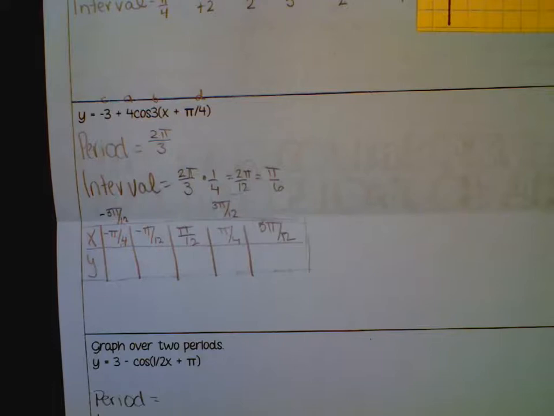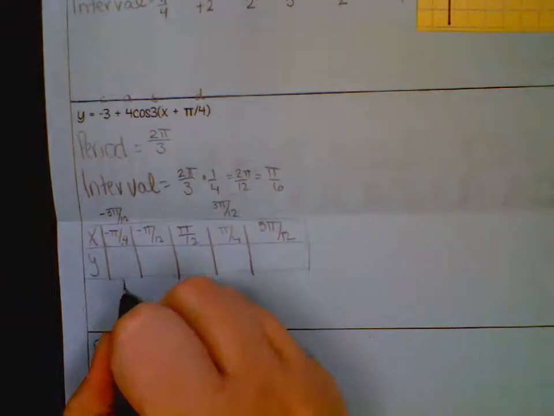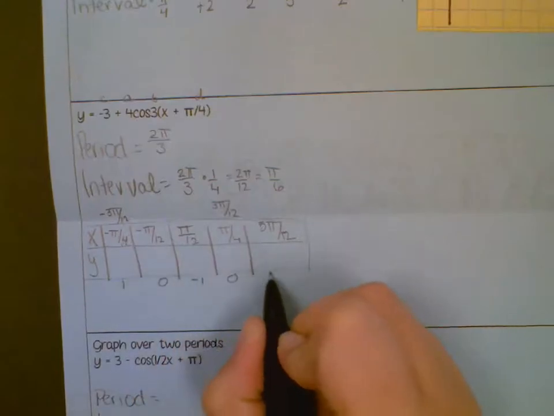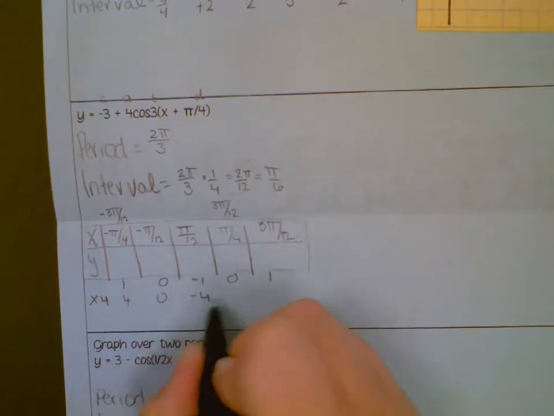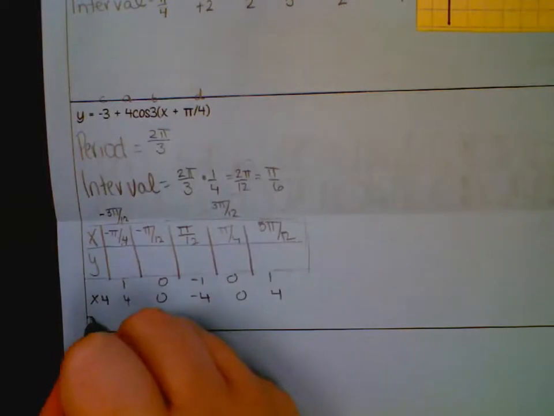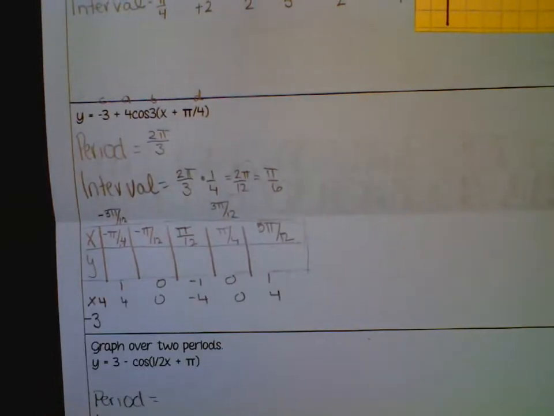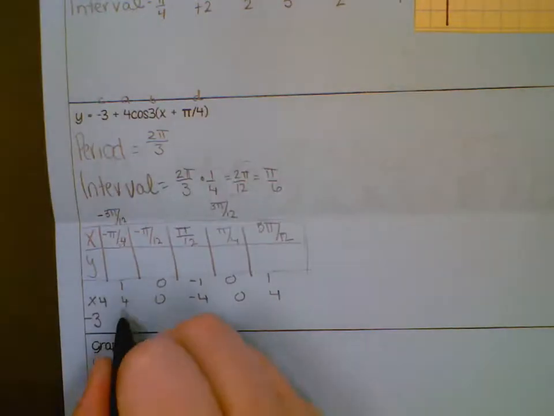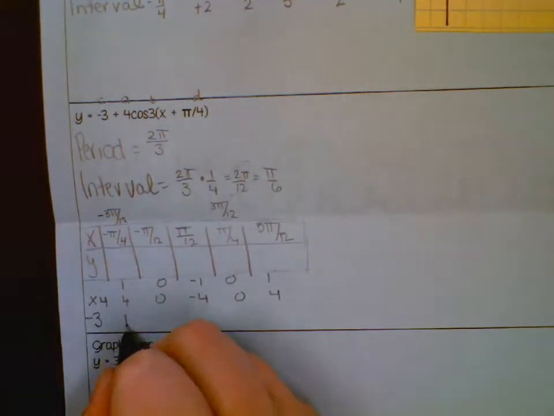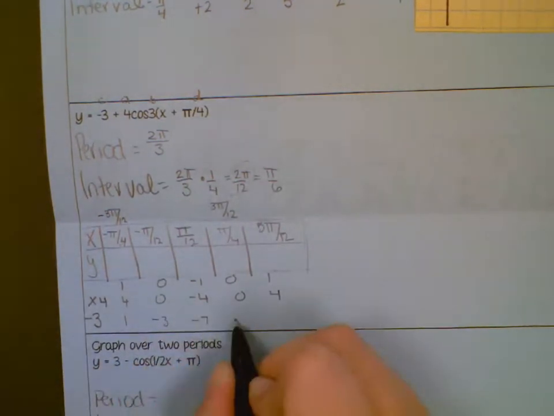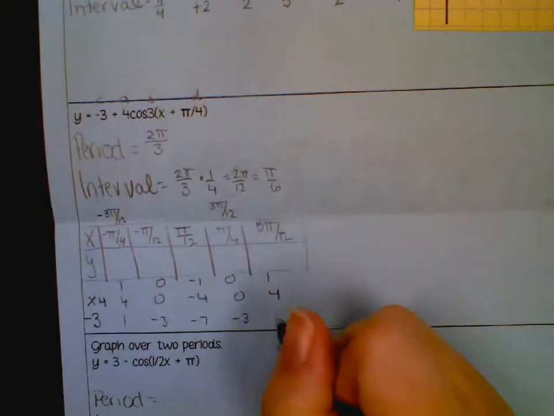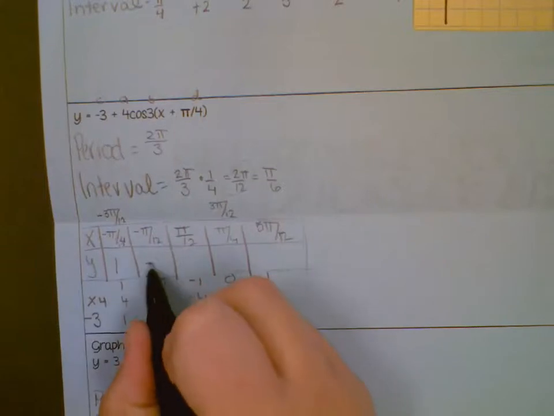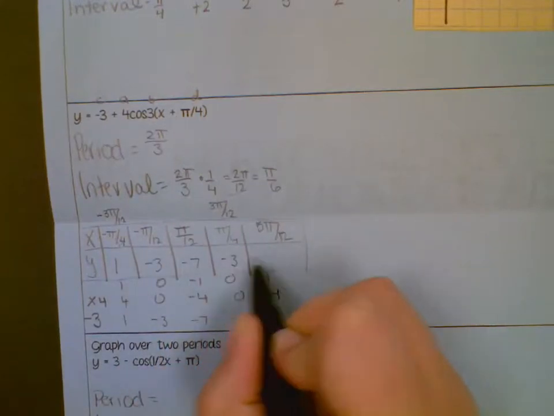Okay, so now we need to figure out our y values. Our normal cosine is 1, 0, negative 1, 0, 1. Apply your amplitude first, and then your shift. Our vertical shift is negative 3, so that means we're moving our graph down 3. So subtract 3 from each of those numbers. So we'd have 1, negative 3, negative 7, negative 3, 1.